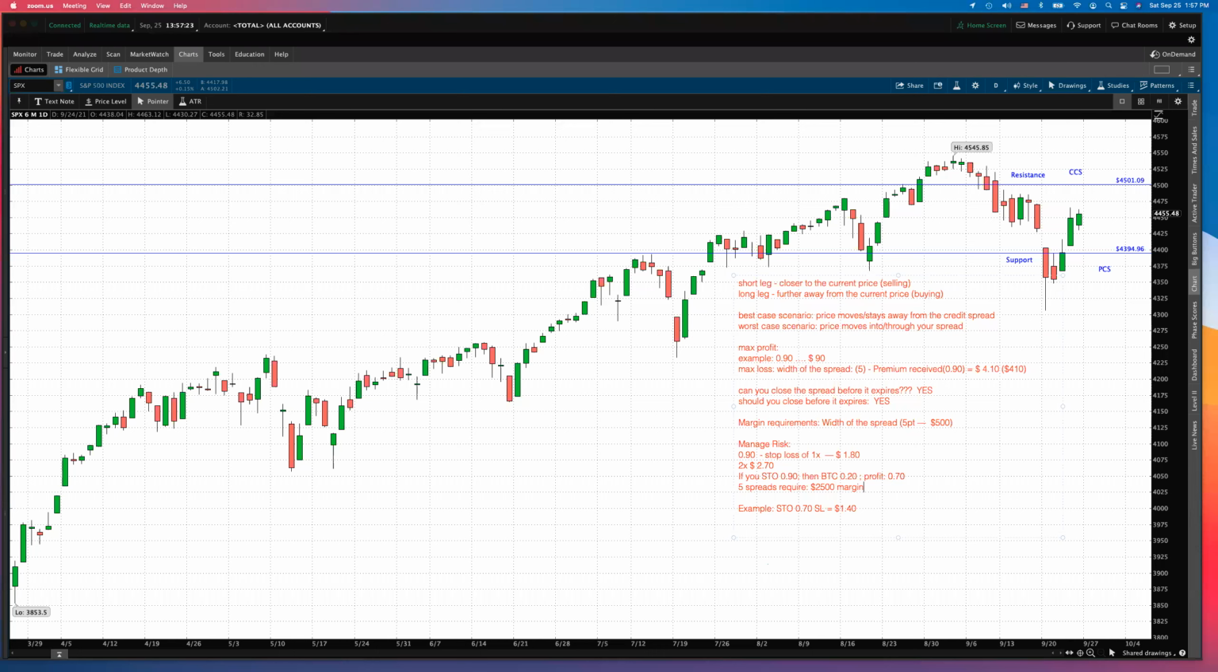Let me finish that sentence here. So 5 spreads require $2,500 margin, assuming that these are 5-point wide spreads, right? Times 100 times 5. So let's break that down. If it's 5-point wide, then each spread is 5.